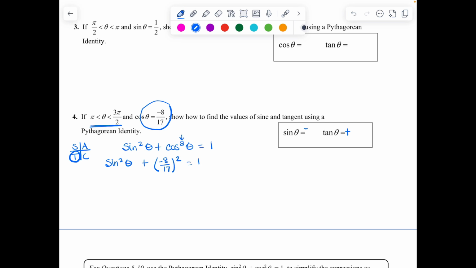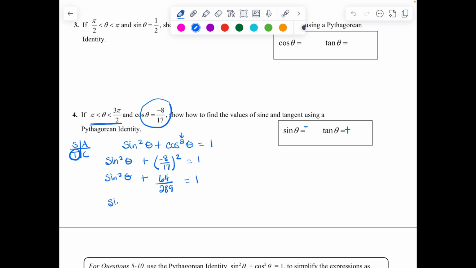Use your calculator, and you'll simplify negative 8 divided by 17 squared, and we end up with sine squared theta plus 64 over 289 equals 1. Now we're going to subtract the 64 over 289 from 1, so we end up with sine squared theta equals 225 over 289.